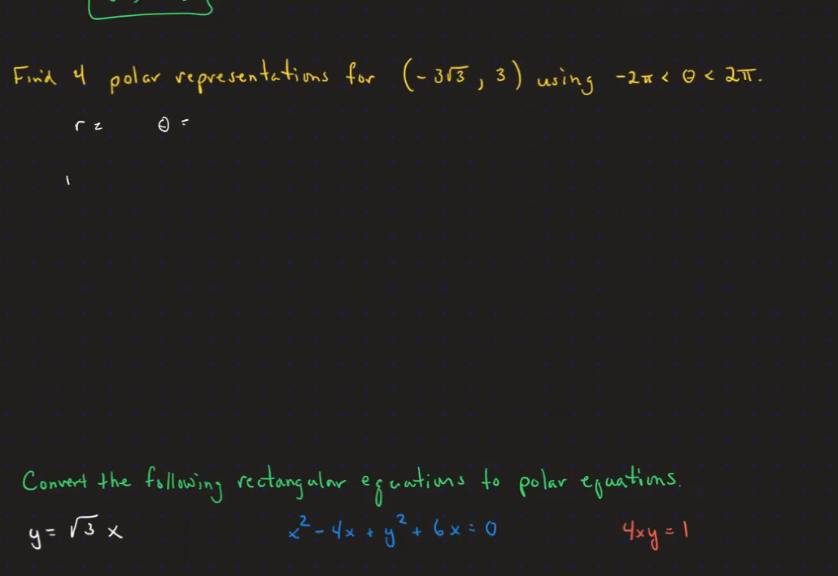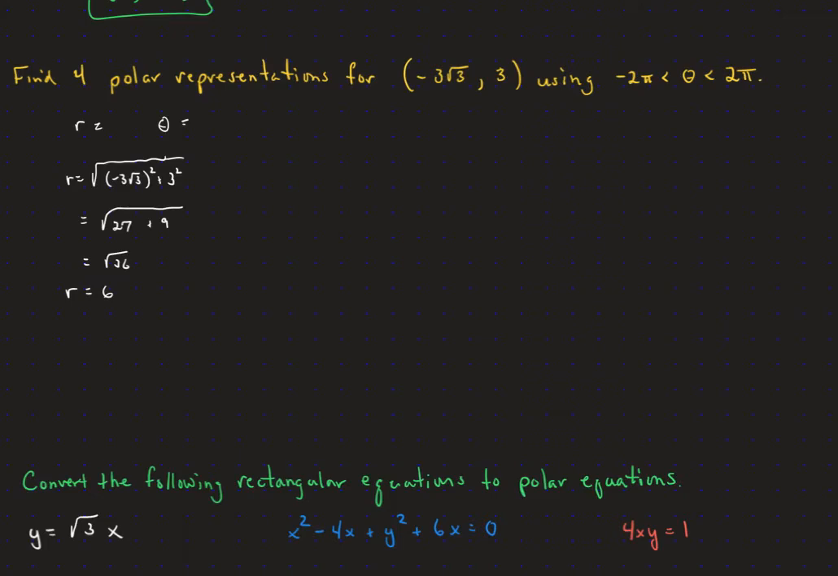So r, we know, is going to be the square root of x squared plus y squared. So we're going to get negative 3 square root of 3 squared plus the 3 squared. So 3 times 3 is 9, square root of 3 times square root of 3 is 3, 9 times 3 is 27, and 3 squared is 9, 27 plus 9 is 36, and the square root of 36 is 6. So our r is 6.